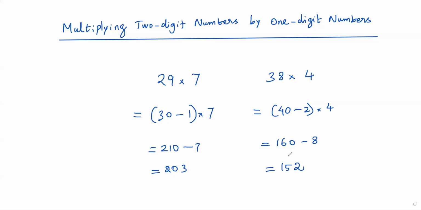So whenever a two-digit number is very close to a round figure, like 29 is close to 30, 38 is close to 40, you can write 29 as 30 minus 1. That is in terms of subtraction of two numbers. We write the given two-digit number in terms of subtraction of two numbers. And we write 38 as 40 minus 2.